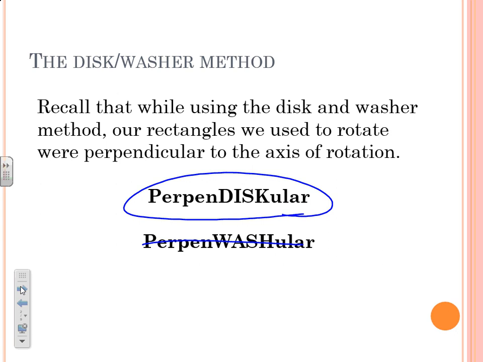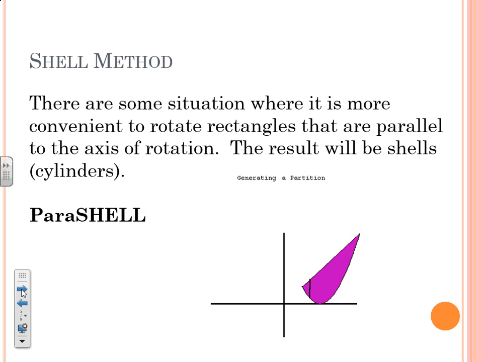I am going to call the disc method the perpendicular method because we need those rectangles to be perpendicular to the axis of rotation. Now, in our shell method, we need them to be parallel. So if you need a way to remember that, they need to be parashell. What's awesome, though, is that some of you guys came up with that before I even said it.